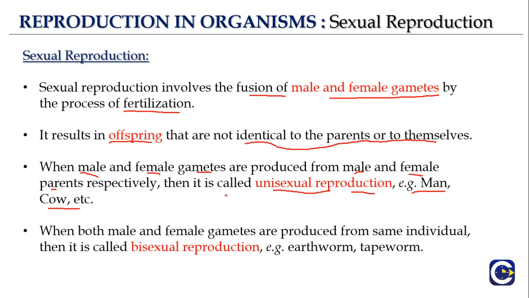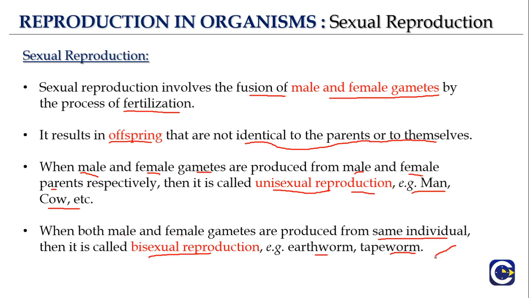So why do we talk about unisexual reproduction? Because of course there is something called bisexual reproduction that exists. When both male and female gametes are produced from the same individual, then it is called bisexual reproduction. For example, earthworm and tapeworm.